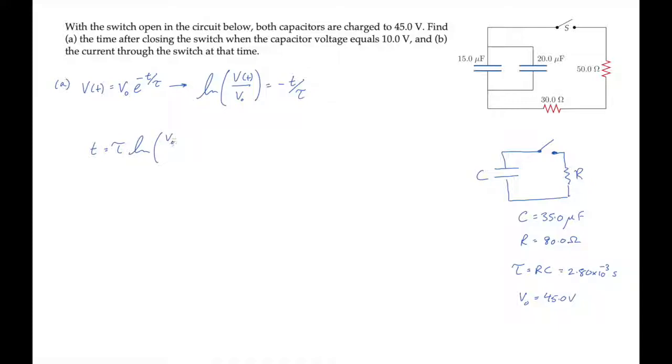That gives us this expression, which we can substitute our values into and find that the capacitor voltage is 10 volts after a time of 4.21 milliseconds has passed after closing the switch.